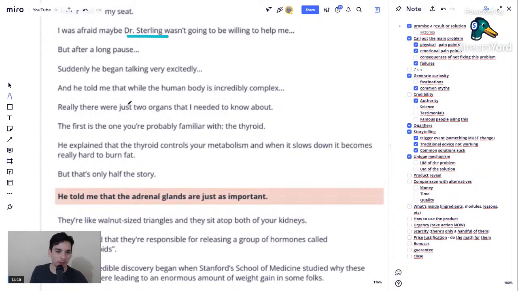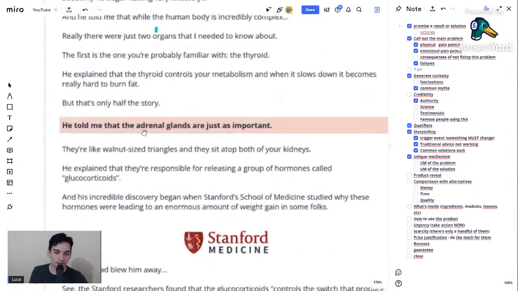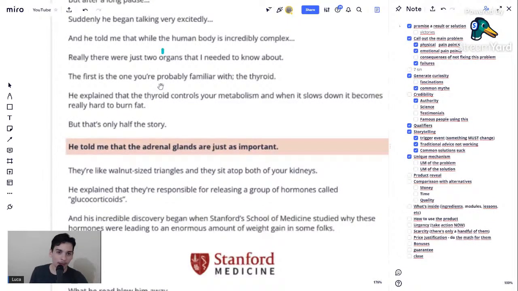I didn't do my research here, but yeah, he's basically building the authority of this guy. And this part is important because it's talking about science, right, and scientific research and scientific studies. So he told me, and it's basically starting here.